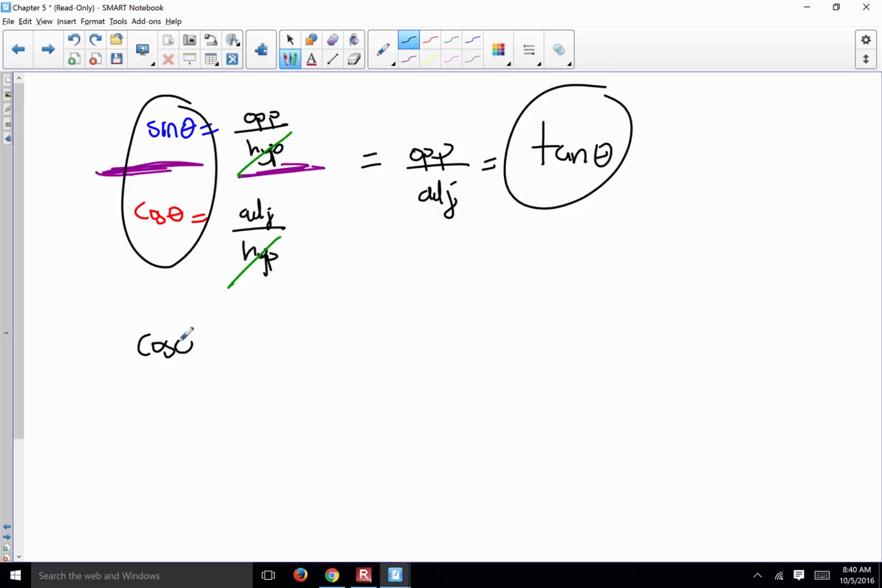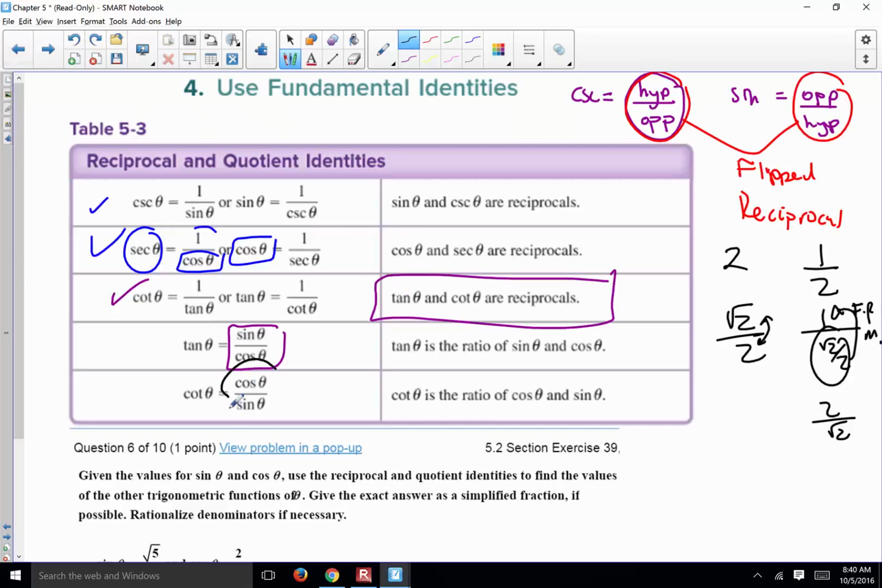Guess what cosine over sine is when I flip this? When you flip this, what do you get on the other side? What is the flip of tangent? Cotangent. So cotangent is cosine over sine. It looks like a lot of formalization, a lot of memorization required here, but it's actually not that bad. If you know the basic definitions, all these are straightforward. Okay? Make sense?